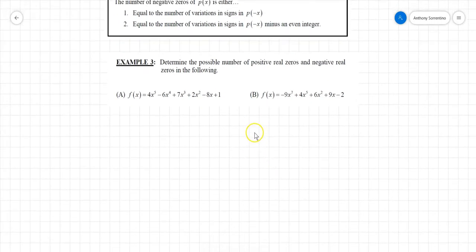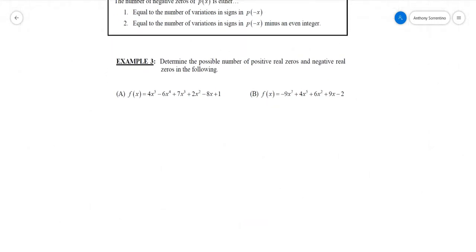So with A, when I look at f of x, now I have a 4 that's positive, so it goes from a positive term to a negative. That's one sign change. Then it goes from a negative to a positive. That's another sign change. So I'm up to 2 sign changes. When I go from the 7x cubed to the 2x squared, there's no sign change. So right now I have 2 sign changes. I then go to a minus 8x. That's a third sign change.